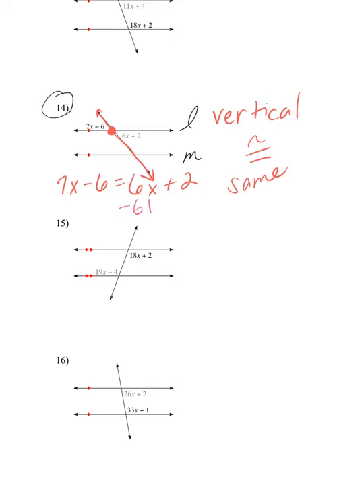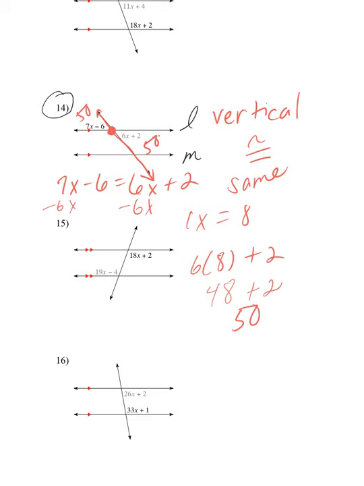7 times 8 minus 6, and then 6 times 8 plus 2. x equals 8. What does each angle equal? So 6 times that 8 plus 2 is 50. So this degree is 50.